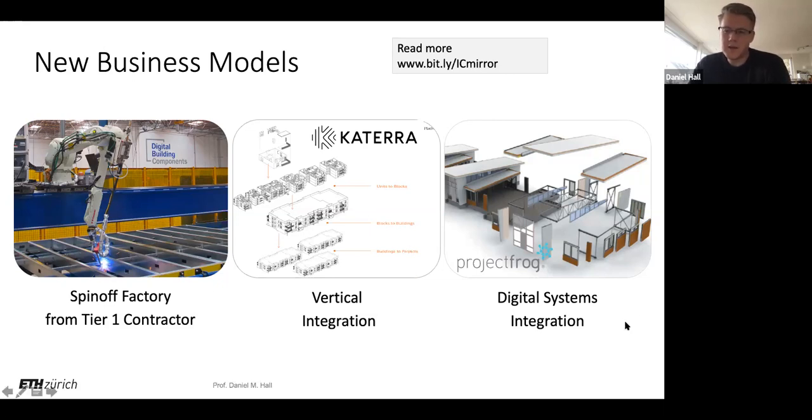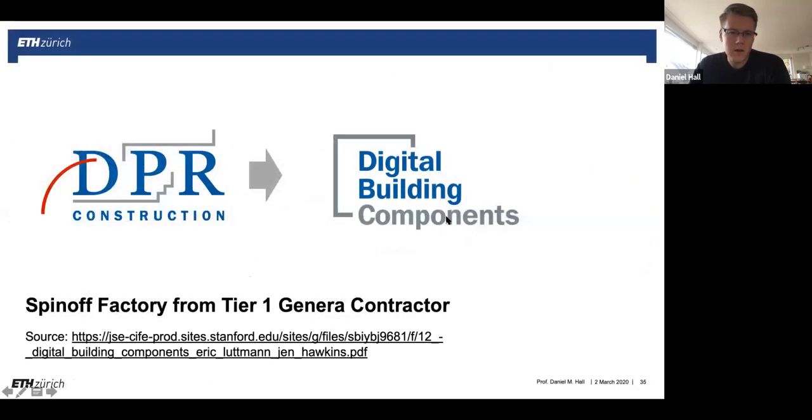Okay, so let's jump into number one. This is the idea of a spin-off factory from a tier one general contractor. If you want to see the full slides, you can click on the link. I'm just presenting from a deck that they shared with me for one of our industrialized construction forums. There was a large general contractor called DPR Construction in Silicon Valley. Think of them very similar to how you might think of Implenia today in Switzerland. And they decided that they wanted to move away from being what they called brokers towards being more builders.